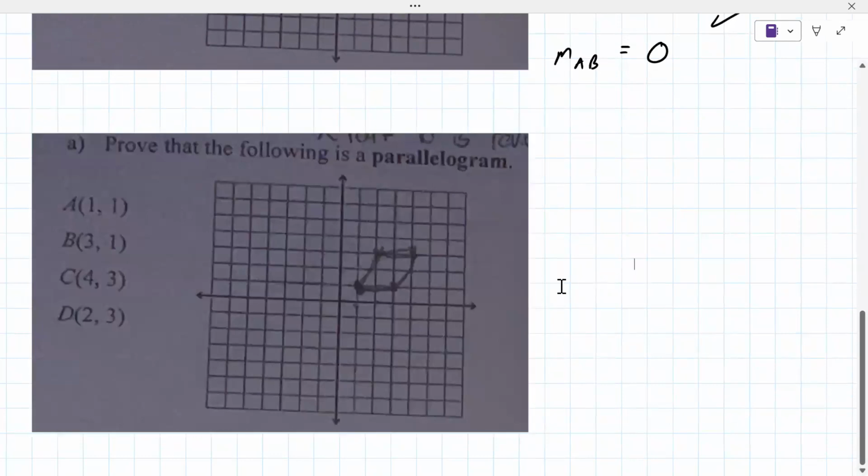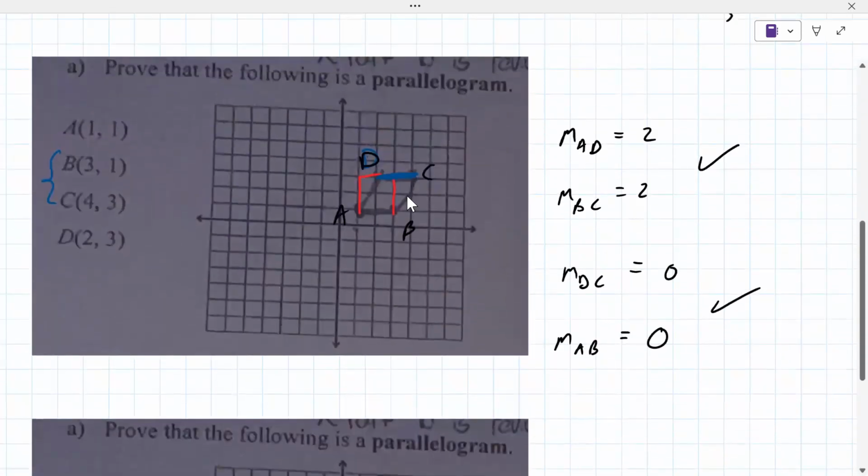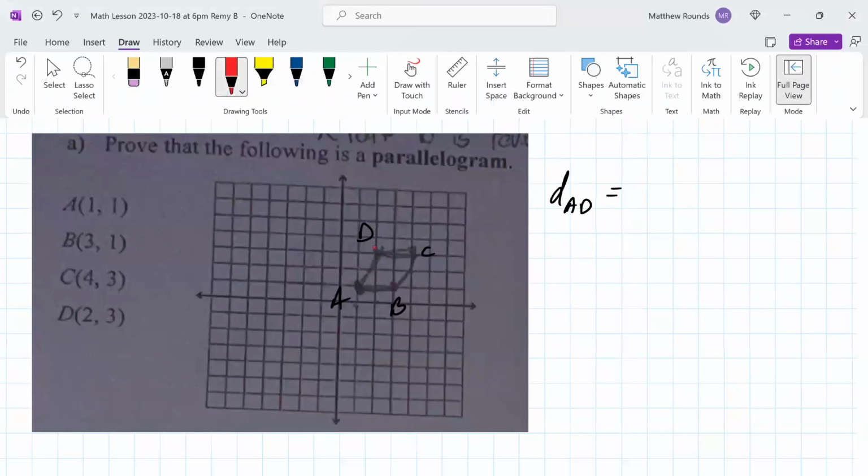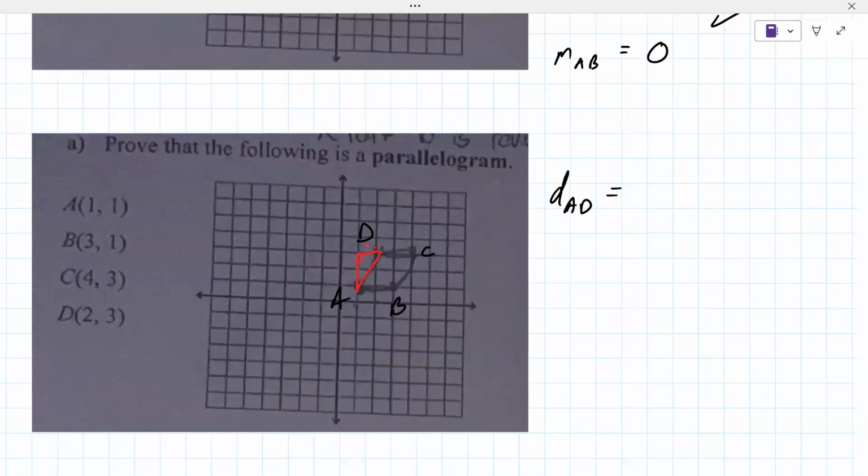Do you need to find the slope for all of them, like each side? Yes. What some students do is they make a table and find all the slopes and all the distances. So A, B, C, D. The distance from A to D, you can use the distance formula. There's a shortcut, which I really like: if you draw a little triangle, do you remember the Pythagorean theorem? Yeah, a little bit of it. Then maybe we will just stick with the distance formula.